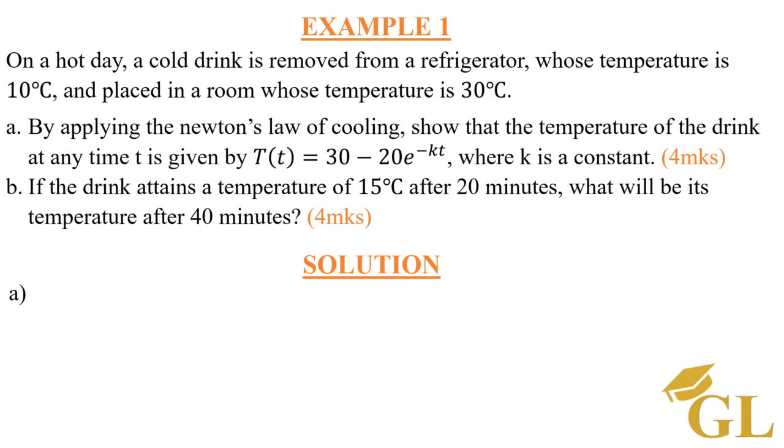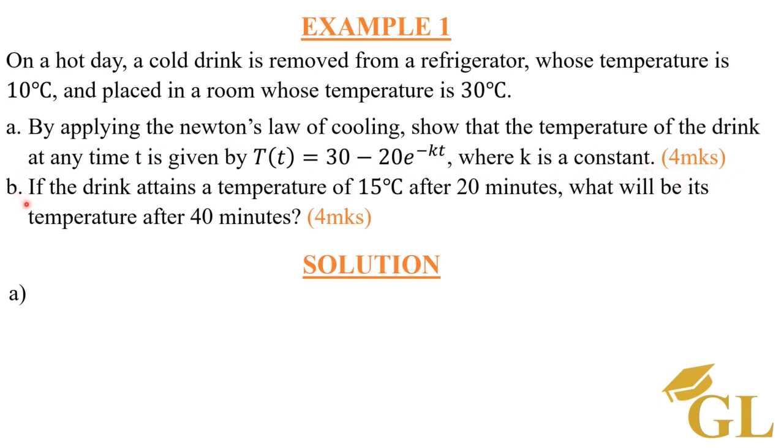So now let us look at a concrete example. The example reads: on a hot day, a cold drink is removed from a refrigerator whose temperature is 10 degrees Celsius and placed in a room whose temperature is 30 degrees Celsius. A. By applying Newton's law of cooling, show that the temperature of the drink at any time t is given by T(t) equals 30 minus 20 e to the negative kt, where k is a constant, and that question was allocated 4 marks.